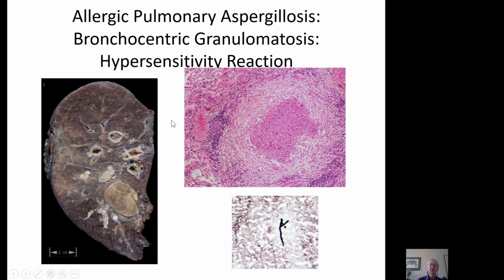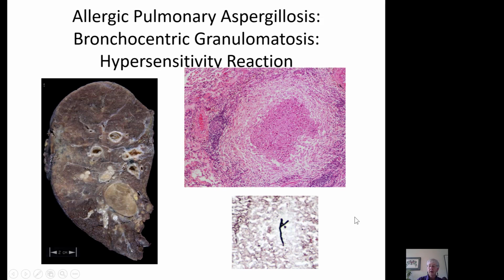Here's an example of an immunological reaction. This is bronchopulmonary aspergillosis. In this gross specimen, there's a large mucus plug and an area here of bronchocentric granulomatosis. The bronchocentric granulomatosis is illustrated in this photomicrograph, where the airway has been completely destroyed and the wall is formed of this palisade granulomatous reaction with necrosis in the center.